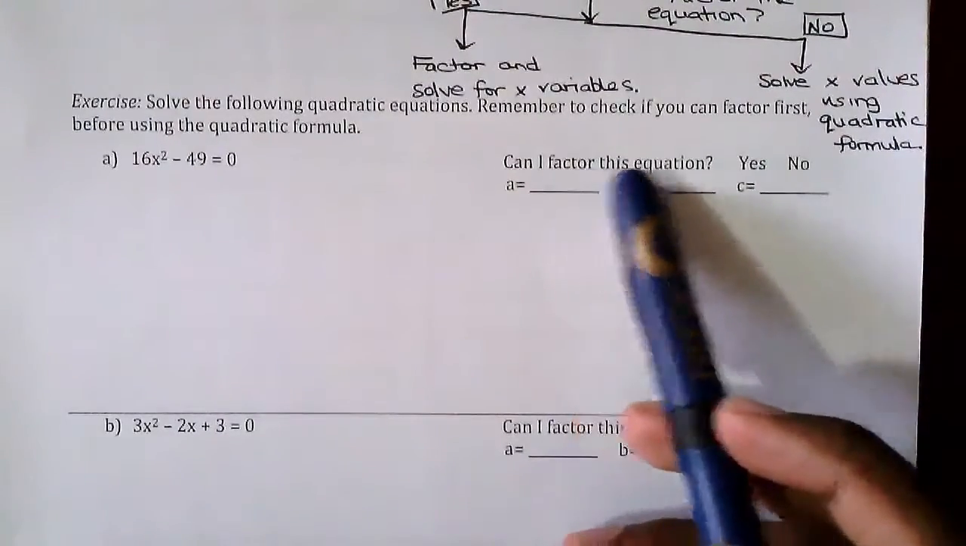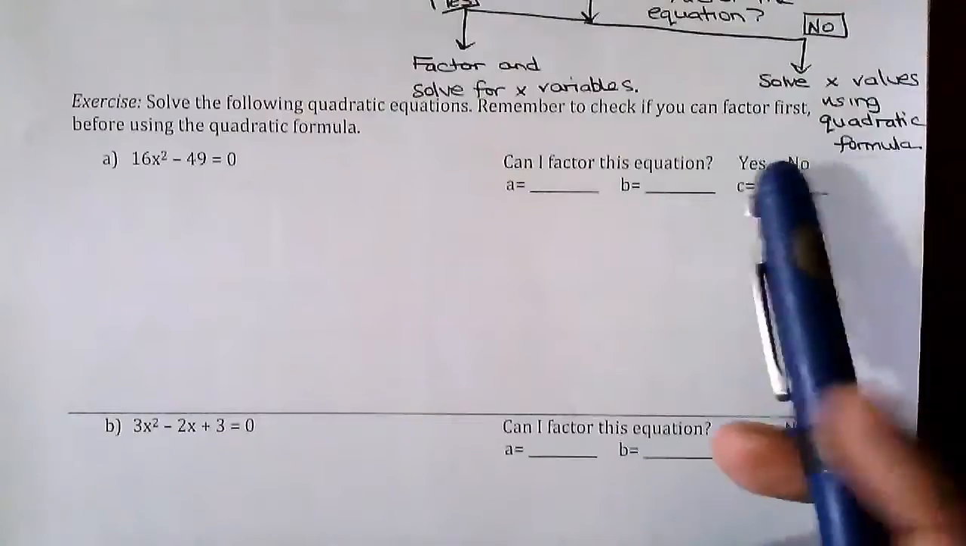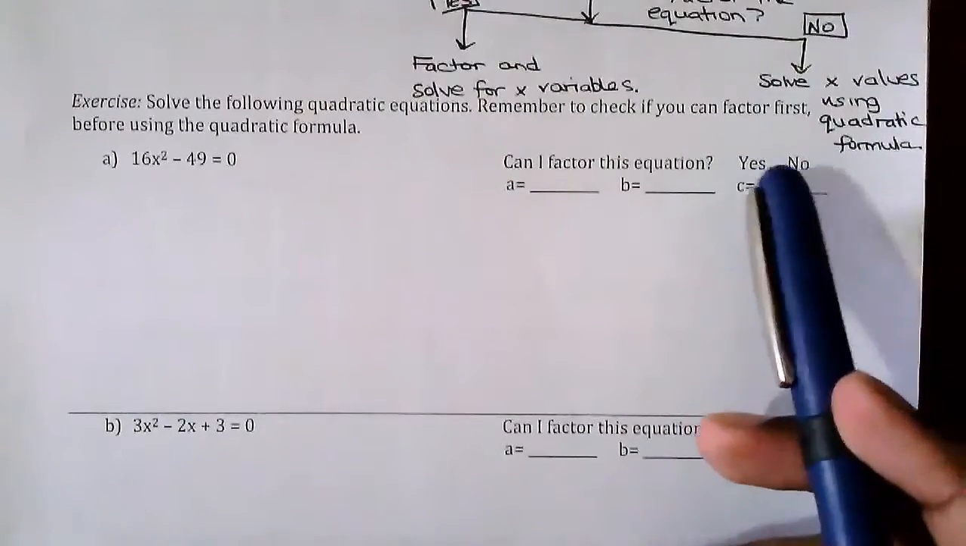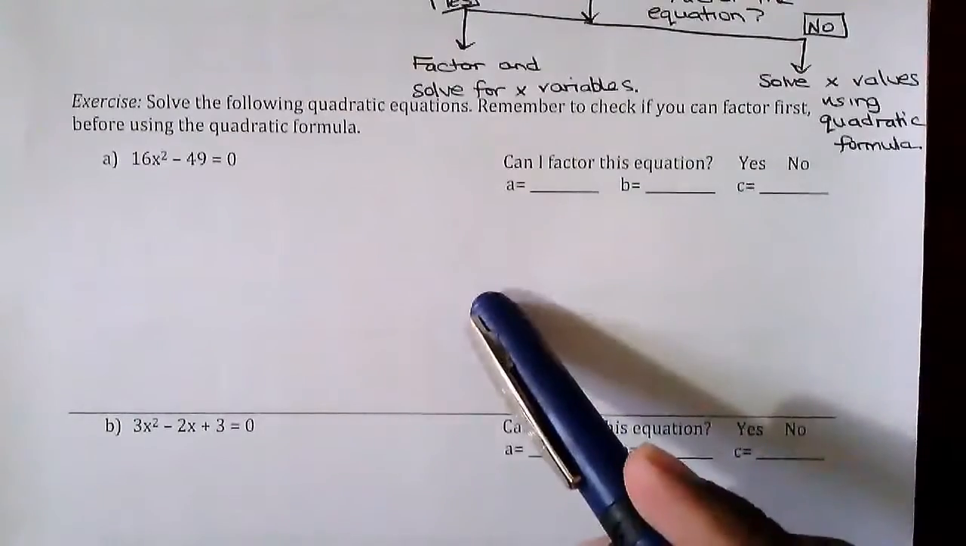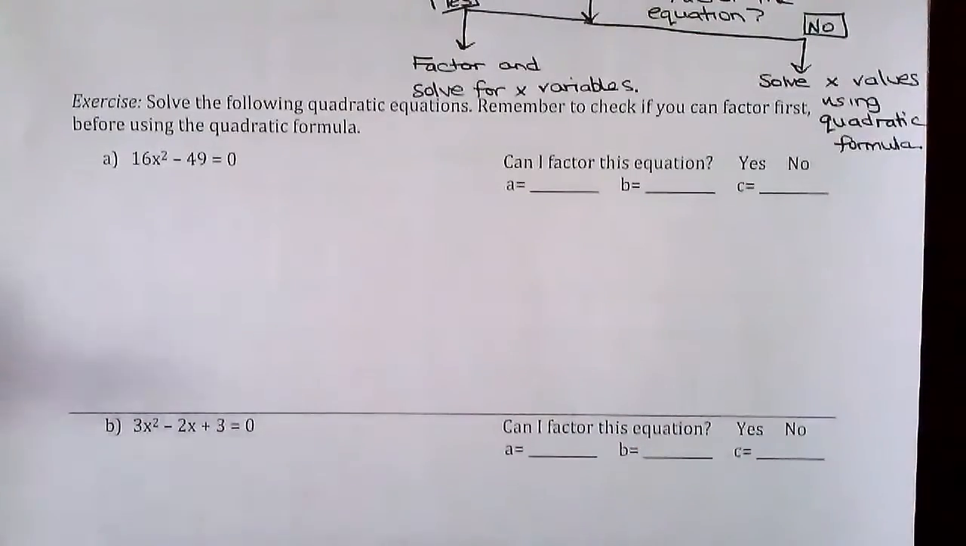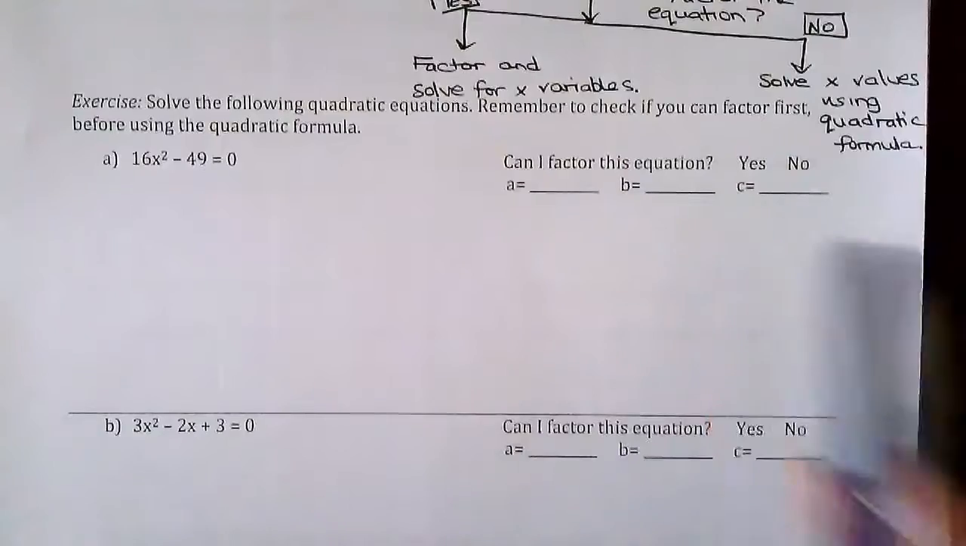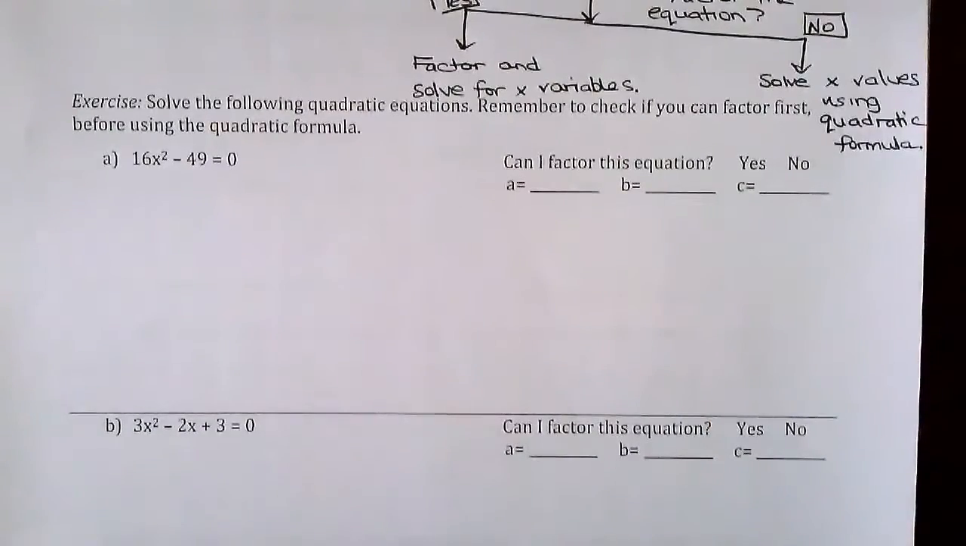So you ask yourself, can I factor this equation? You circle yes or no. And if it's yes, factor, solve. No, then write your ABCs and do the quadratic formula. But on future evaluations, I will not give this to you. You need to automatically know to always check factoring first.